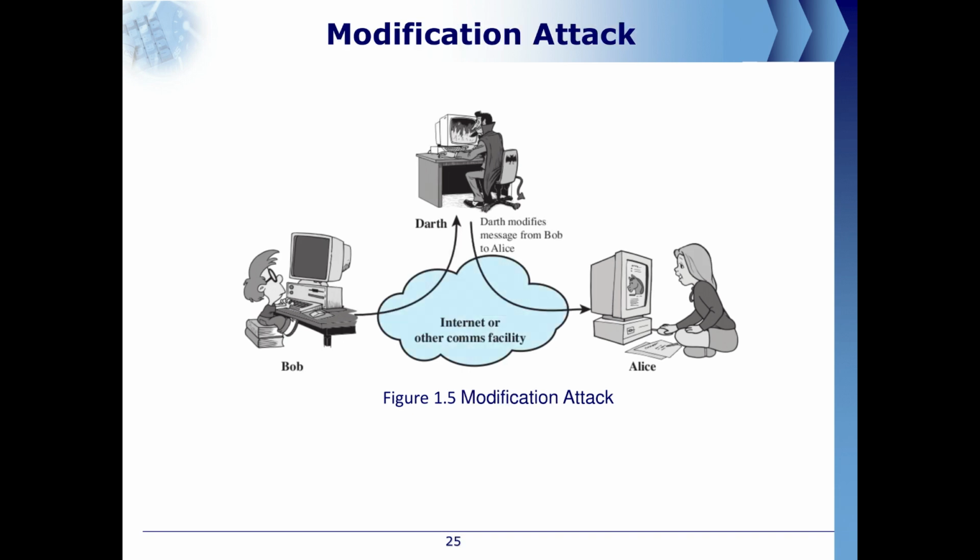Modification attack. In Figure 1.5, a modification attack occurs. Bob intends to send a message to Alice, but Darth intercepts and alters the message before it reaches Alice. In this scenario, Darth manipulates the content of the message sent by Bob, which can lead to unauthorized changes, misinformation, or malicious intent, compromising the integrity of the communication between Bob and Alice.